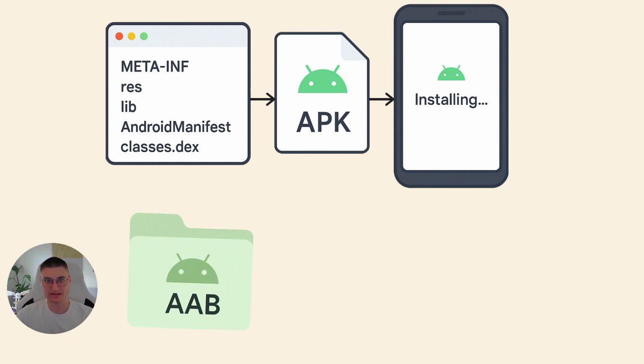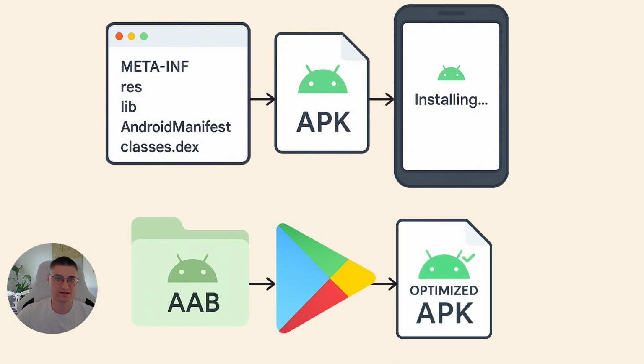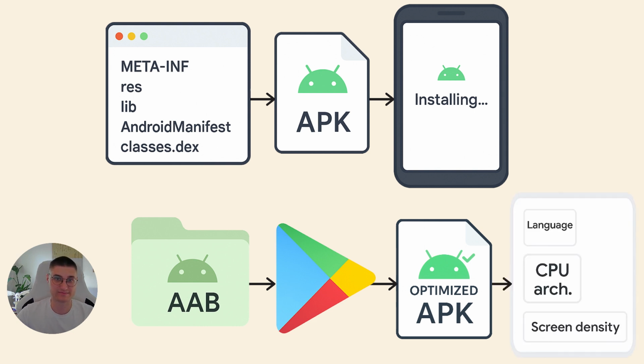An AAB is a distribution format designed specifically for Google Play and isn't installed on the user's device directly. Instead, the Play Store processes the AAB and dynamically generates an APK file depending on each device configuration. This means that Play Store delivers only resources relevant for the user's device. For example, the correct CPU architecture, screen density, and language specs. This approach minimizes the app's size and improves efficiency.